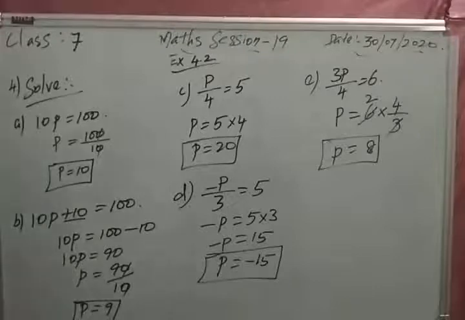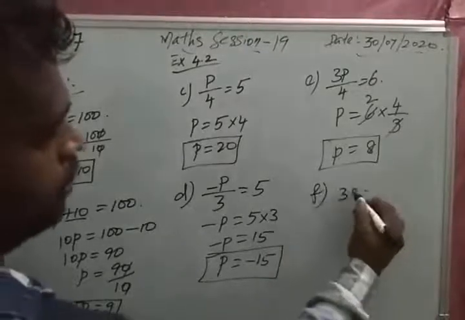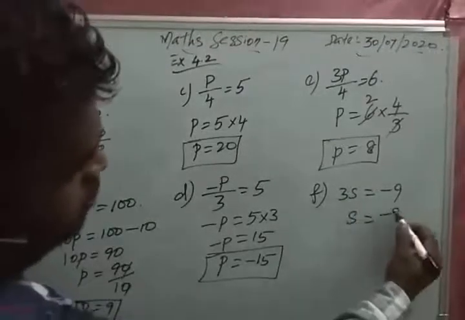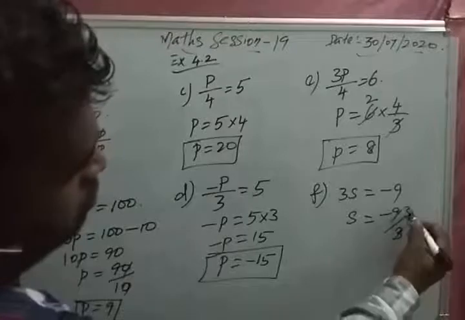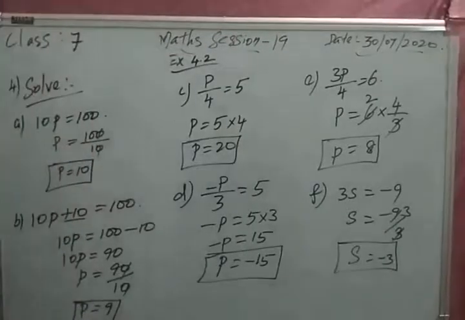Okay. Then F. 3s is equal to minus 9. Then s is equal to, this is the multiplication term, minus 9 divided by 3 which is equal to, s is equal to minus 3.